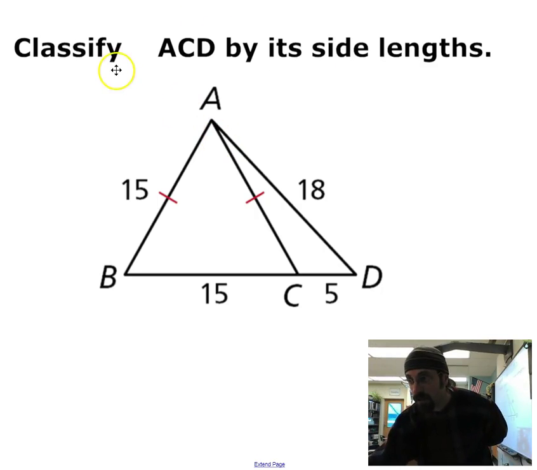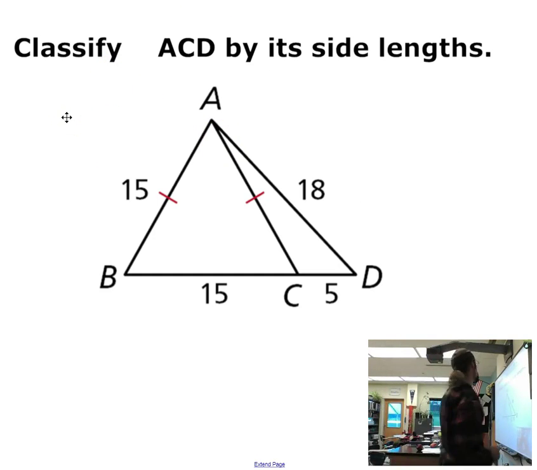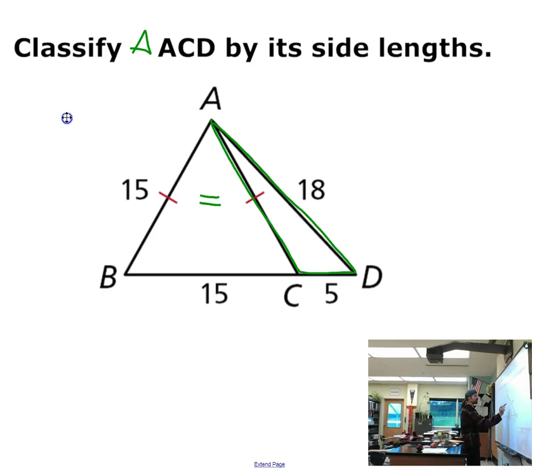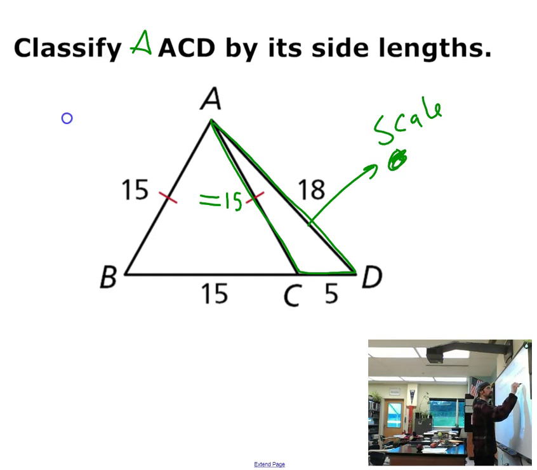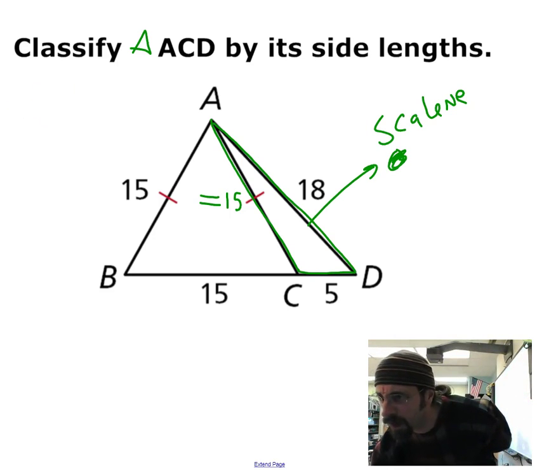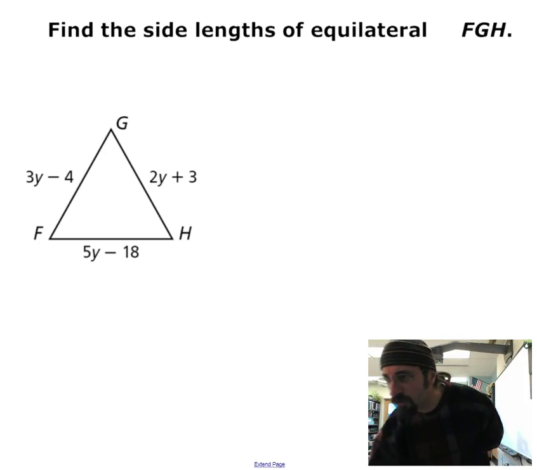Now, this one, classify triangle ACD by its side length. Again, let's just practice ACD. Ooh, okay, so we're looking at this one. This side is 18. This side is 5. These two sides have to be the same. So this one is also 15. So this would be an example of a scalene triangle. Any questions there? Okay. I just have 2 more slides for you.